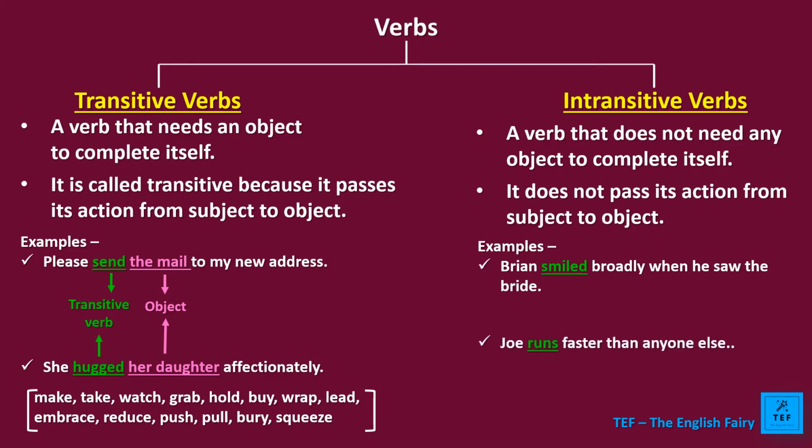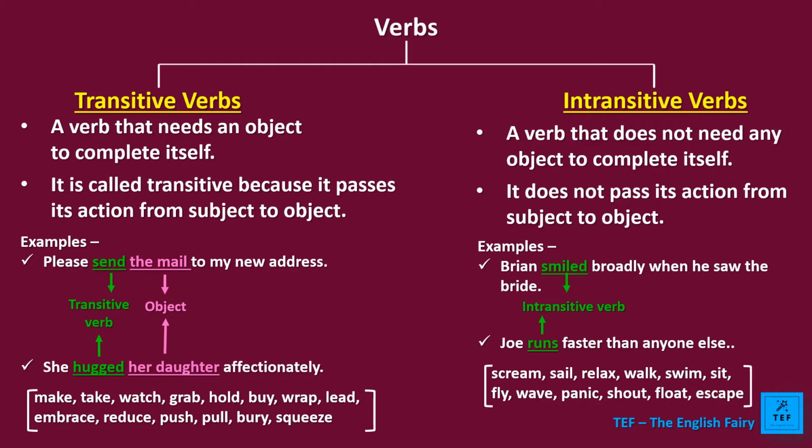In these sentences, there are no objects. In other words, there's no person or thing receiving the action. So if you ask the questions who or what, you will not get an answer. Scream, sail, relax, walk, swim, sit, fly, wave, panic, shout, float, escape are some more examples for intransitive verbs.